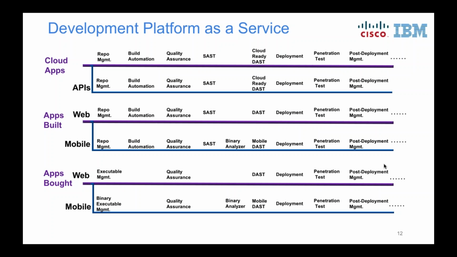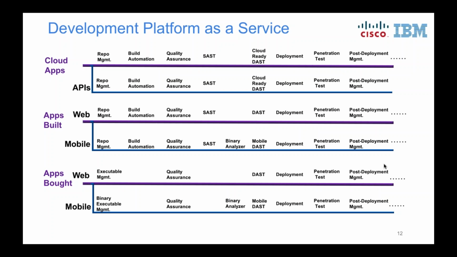And we go back and discuss with our Oracles, with our IBMs, what are the issues that we found and what we'd like for them to fix and patch before the next version. And again, we do post-deployment management through our various monitoring tools. And we do feed them back into our dashboard as well. The same thing with mobile apps that we buy. We cannot do static analysis on them. So we start with the binary executable management, which is pretty much your binary analyzer. We do QA, and then of course we do our DAST on it as well, and we deploy and we continue to pen test.